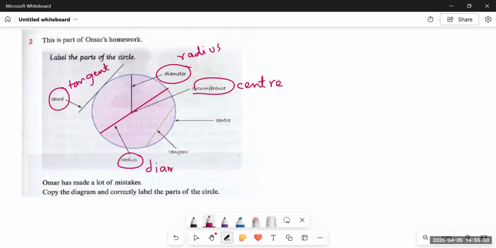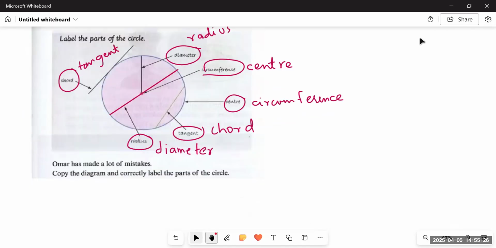So he has mixed all the parts. Then this is not the center, it's circumference. The outside, the outer part of the circle is its circumference. And this line is a chord, not a tangent. So basically we can say that Umar has made mistakes all over the question. He has made mistakes in all the parts. So we have to copy the diagram and correctly label the parts of the circle, which we have already done.